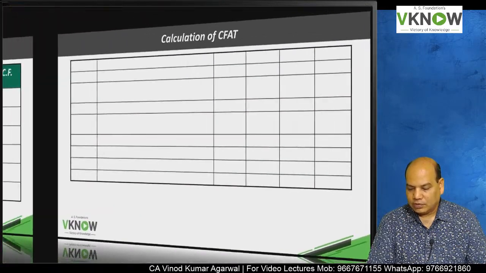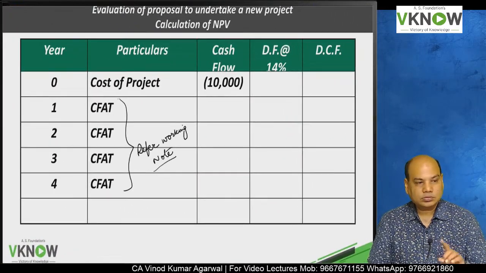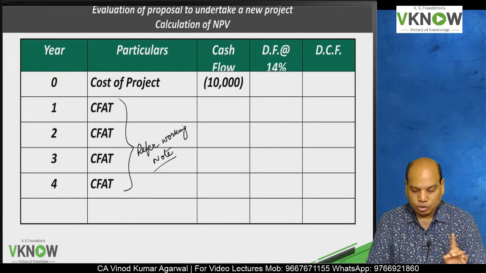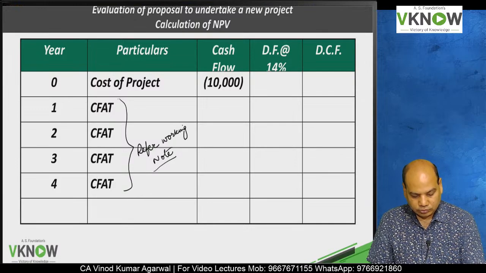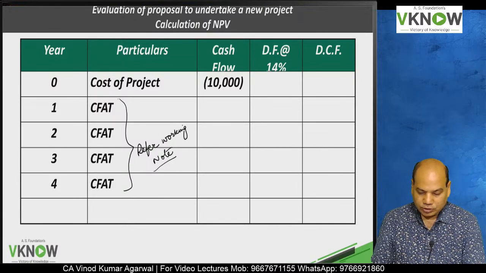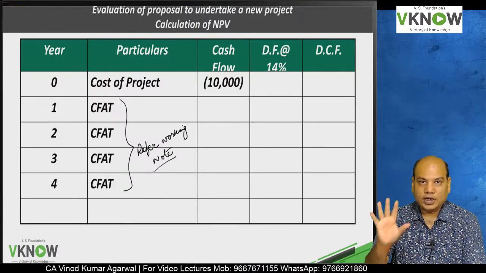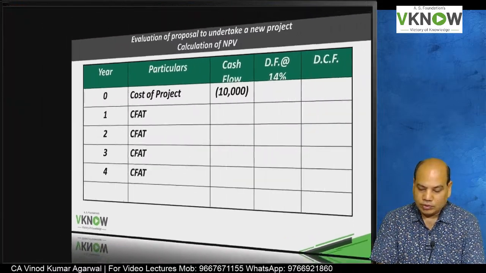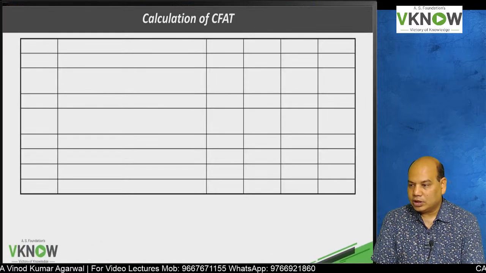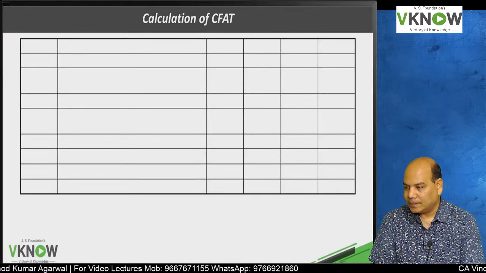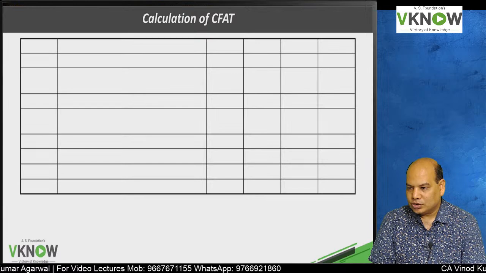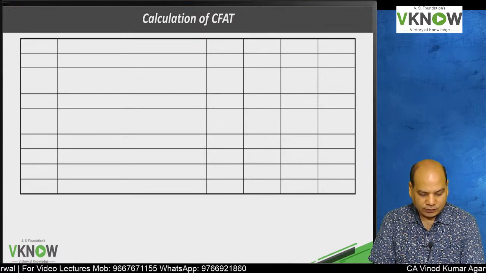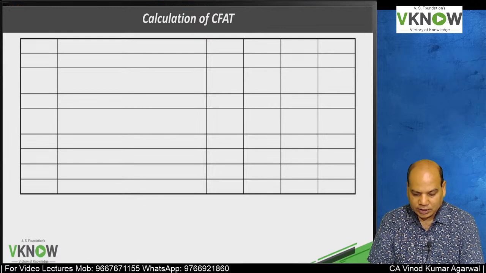Do we have salvage value in this question? No. Do we have recovery of working capital in this question? No. Is it right? So what you do? Keep 5 lines blank. Below that write working note 1: calculation of CFAT.